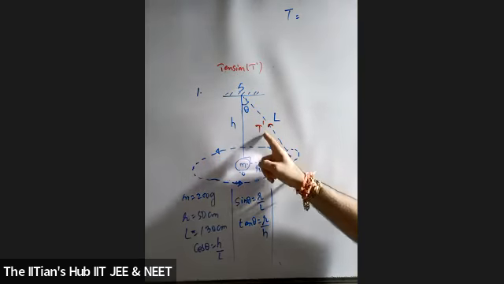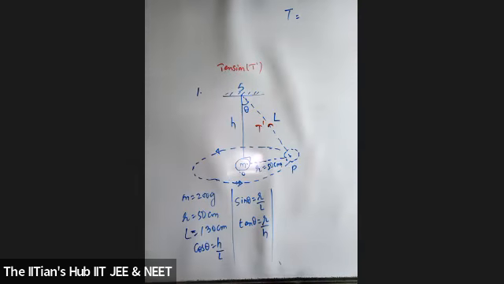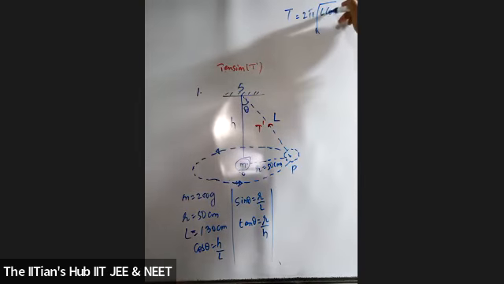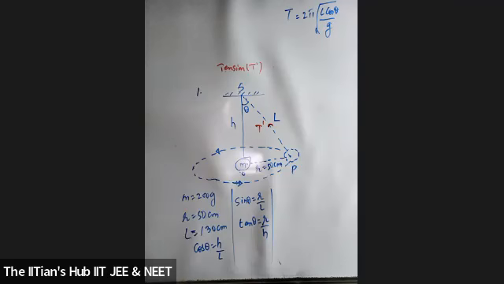T dash stands for tension, capital T stands for time period. So we can use the formula: time period is equal to 2 pi square root of L cos theta by g. That's what you mean to say? Yes, sir. Absolutely correct. That's the formula for time period of revolution for a conical pendulum.